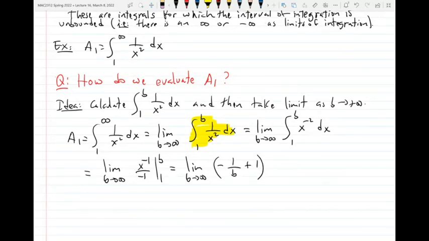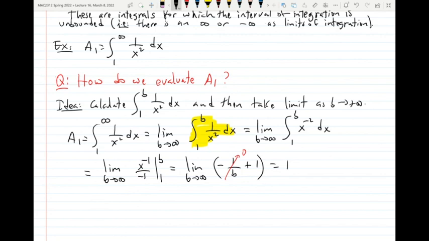And then we calculate this limit. What happens to the 1 over b term as b approaches infinity? This goes to 0, right? So this is equal to 1. Because in this case the limit exists and we get a number, we would say that the integral converges, and converges to 1, okay? And they will declare that the value of that area is 1. All right, questions?